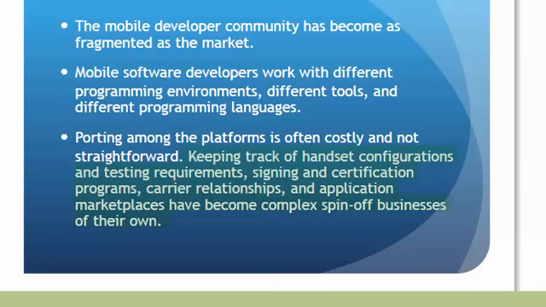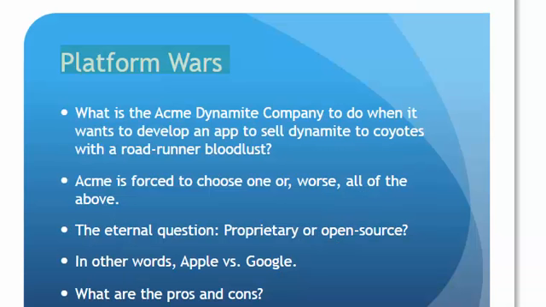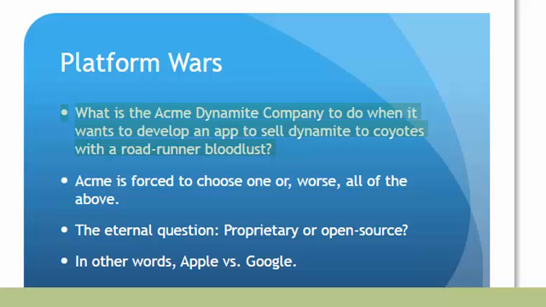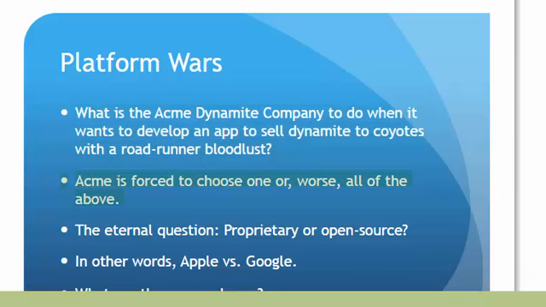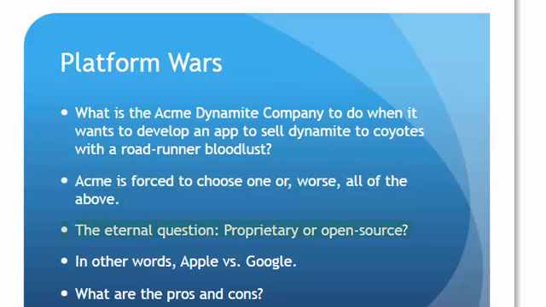Platform wars. What is the Acme Dynamite Company to do when it wants to develop an app to sell dynamite to coyotes with a Roadrunner bloodlust? Acme is forced to choose one or, worse, all of the above. The eternal question: proprietary or open source? In other words, Apple versus Google. What are the pros and cons?